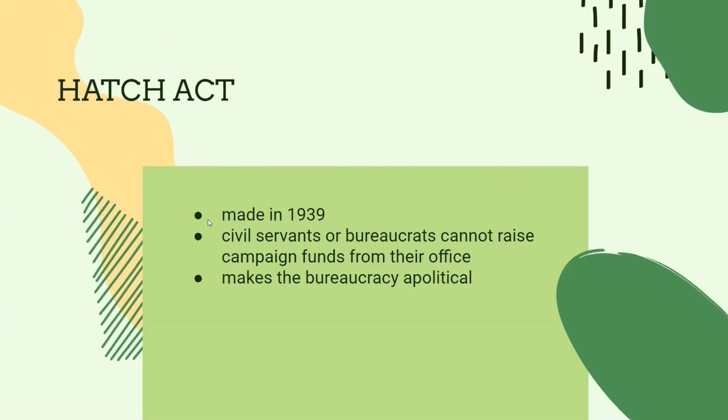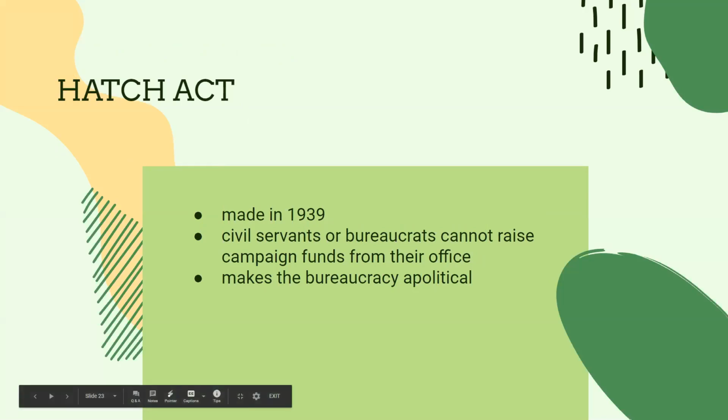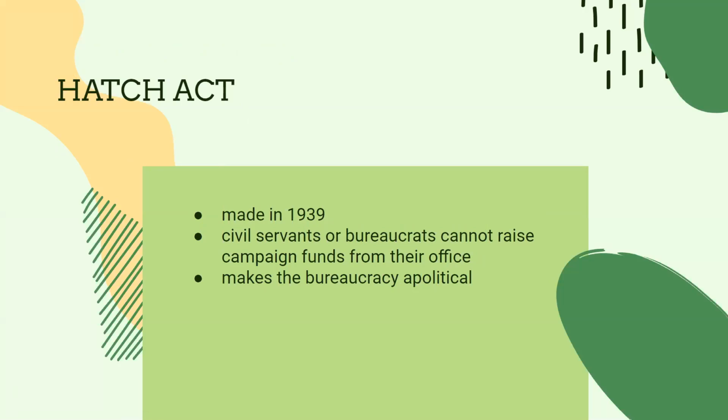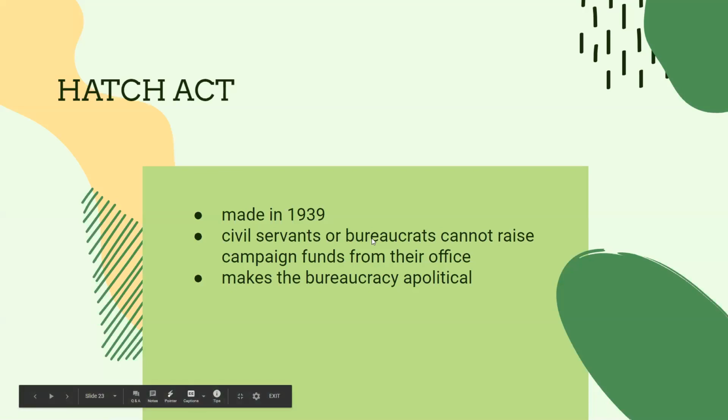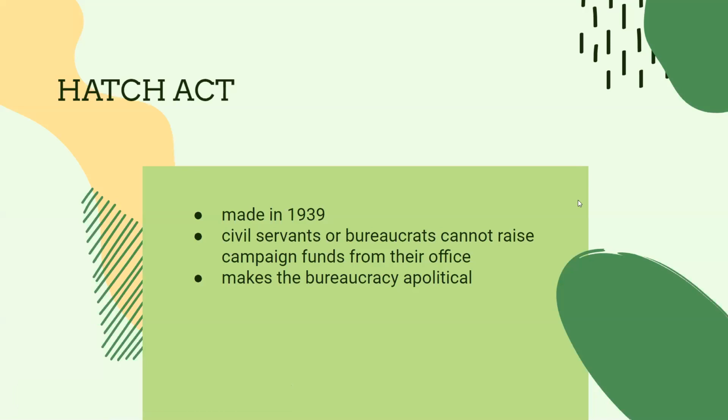The Hatch Act was made in 1939. It made sure that civil servants or bureaucrats, so the workers, cannot raise campaign funds from their office, and it makes the bureaucracy apolitical. So if you worked at a bureaucracy, you couldn't raise funds for a presidential candidate or anything at work because of the Hatch Act. And this was made to protect bureaucrats, because if their boss didn't agree with their political opinions, they could fire them or something. But now they can't express their political opinions, so you can't have any prejudice.